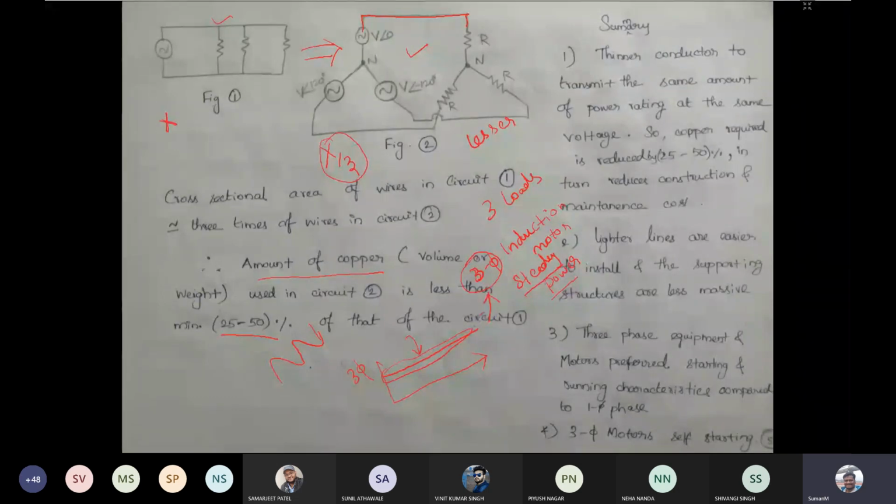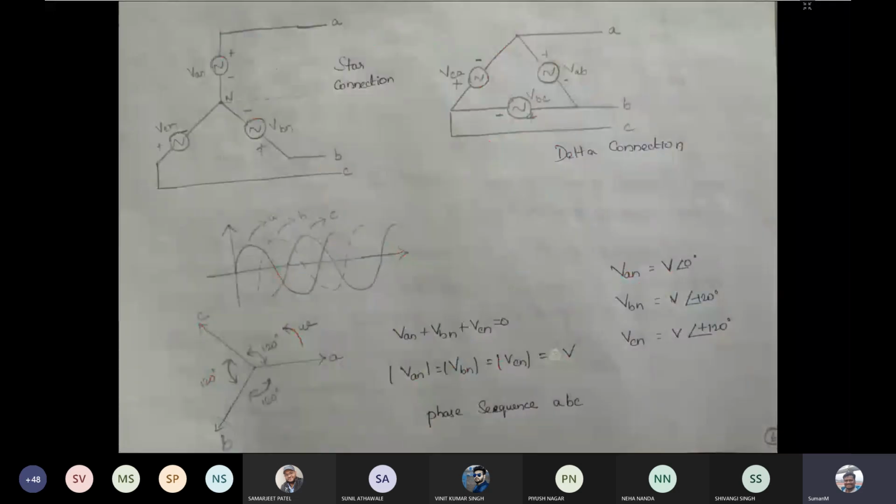Because of this, the rotor, the machine, is going to rotate by itself without any additional support. That we will be seeing when we are talking about this. So these are the main advantages. So let us proceed.